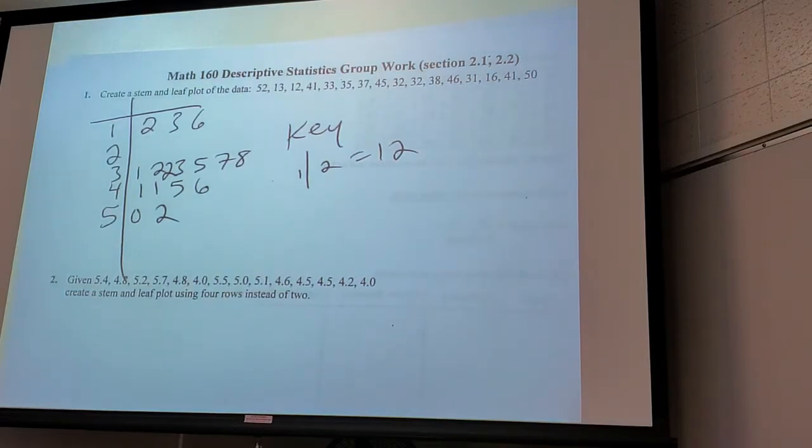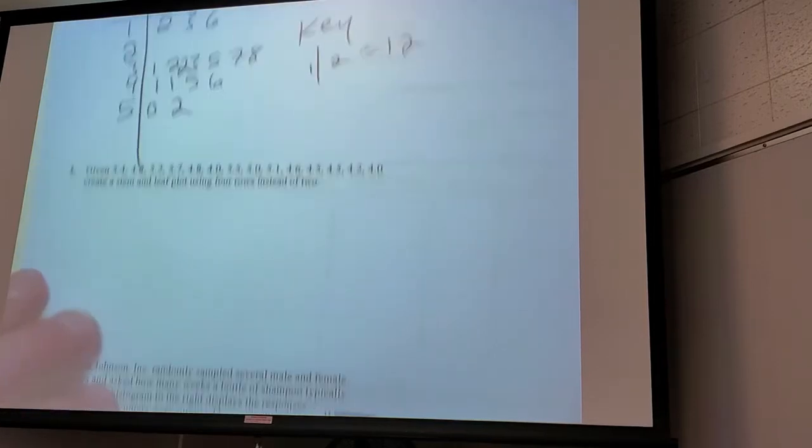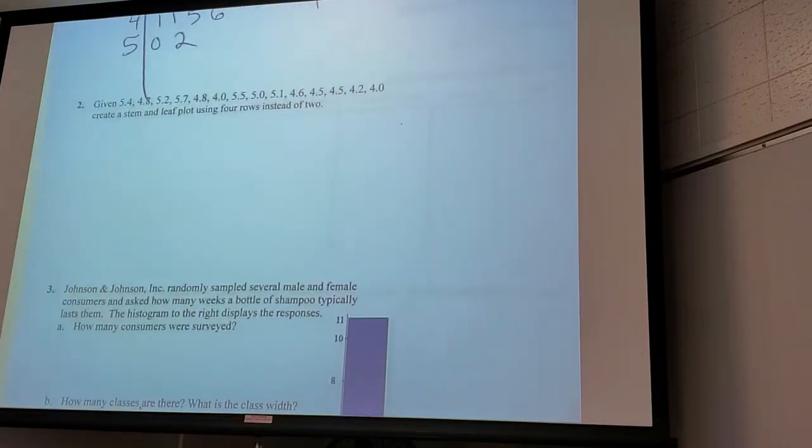Did anybody? Well, one person I noticed when I was walking around got number 2 pretty much right. Anybody else think they got that figured out? So it looks like it should use 2 rows, right? 4 or 5. It's the stems.